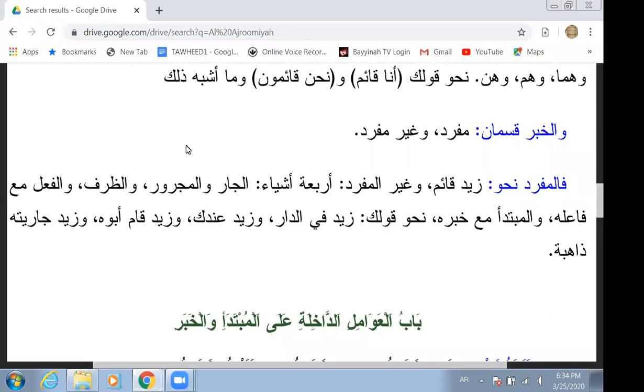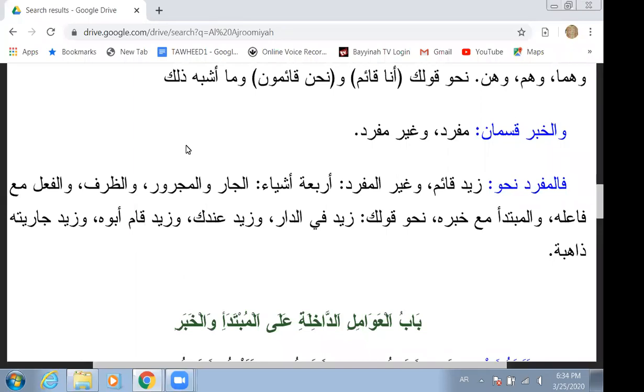أنا قائم. So أنا is a pronoun. We know it. So the mubtada is a pronoun, and the example is أنا قائم. نحن قائمون. Again, they follow the same rule that ana was singular, so when the mubtada is singular, the khabar is also singular. نحن قائمون, the mubtada is plural and the khabar is plural. وما أشبه ذلك, and whatever resembles it. It is a way of saying etcetera. So this was simple. Then we get into the khabar.